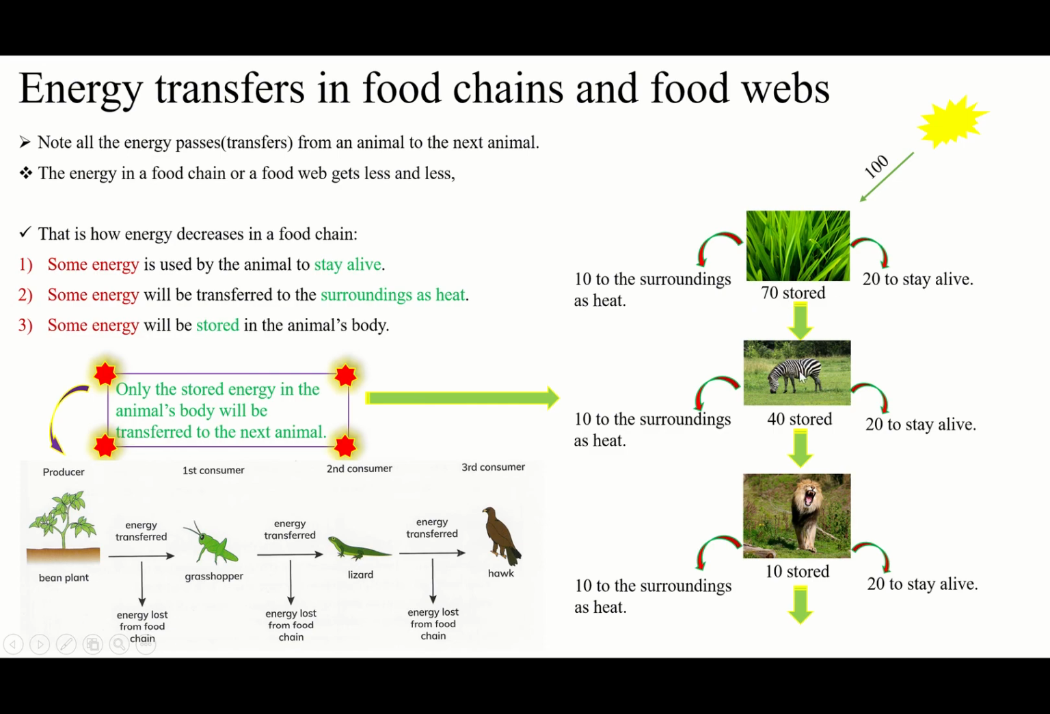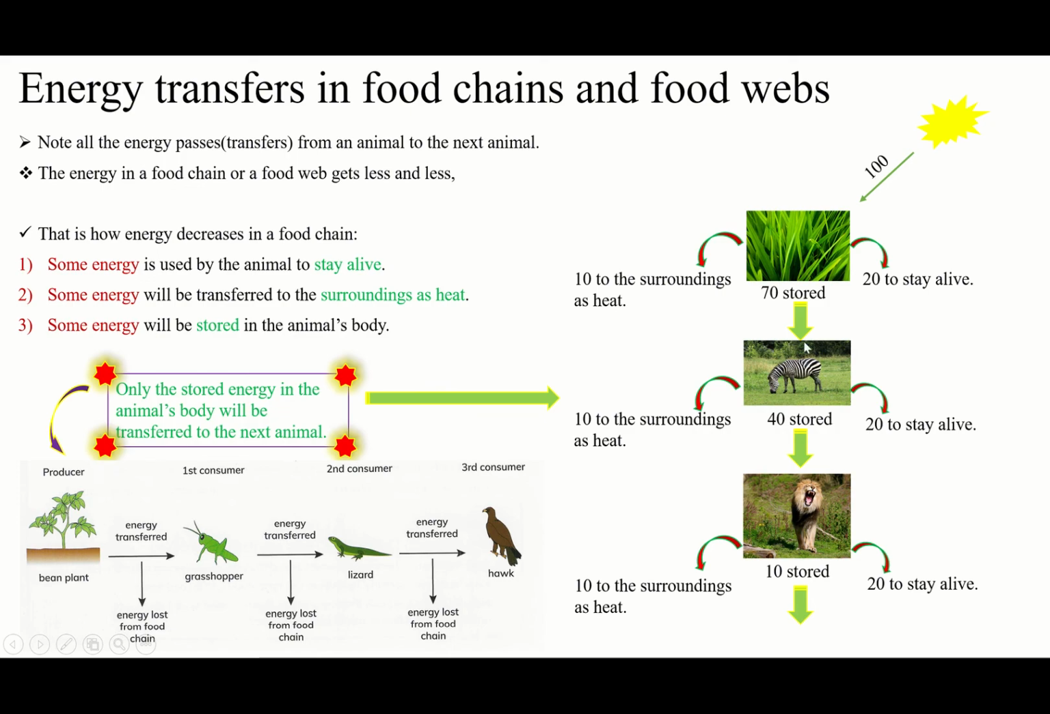When the zebra, whatever you say, eats the grass, it will take only this 70, not the 20, because 20 has gone, and the 10 also has gone. Okay, done. These two have gone. How? By staying alive and going to the surrounding environment, and the zebra cannot take it back. So done. It has been used. Only the 70 stored in the grass will be transferred to the zebra.